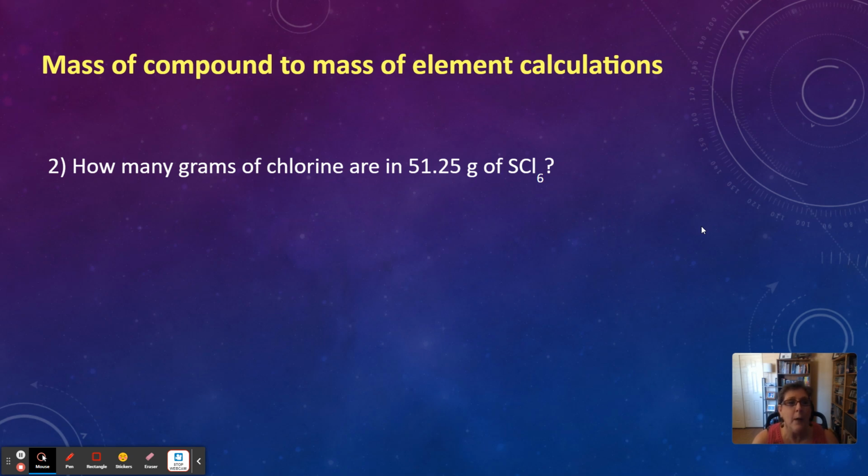Number 2, how many grams of chlorine are in 51.25 grams of SCl6? How would you name that? You should know your names. Sulfur, what is the prefix for 6? Hexachloride. Good job. Sulfur hexachloride. I could have said sulfur hexachloride in this problem. You've got to know your names. Anyway, hit pause and solve this question real quick. You're going to go from grams to moles to moles to grams. Good luck. You can do this. Hit pause.